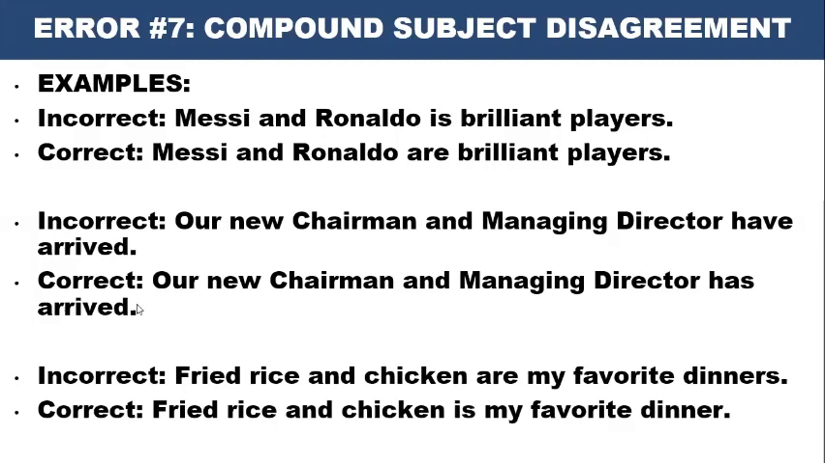So the same thing applies to bread and tea, bread and butter, and so on and so forth. So when you have things like that going together and forming one meal, you should not look at them as separate entities. So when we refer to them together, we use the singular verb, okay? Now, let's now move on to error number 8.